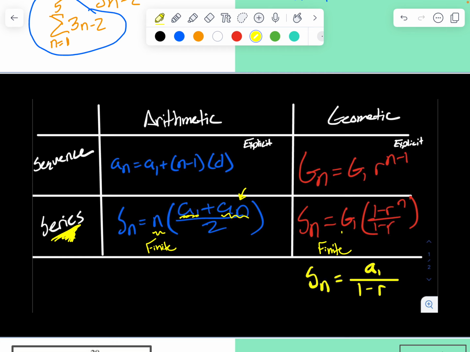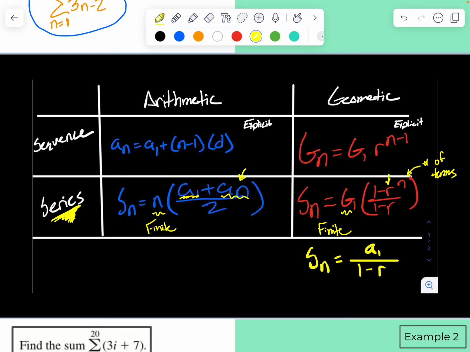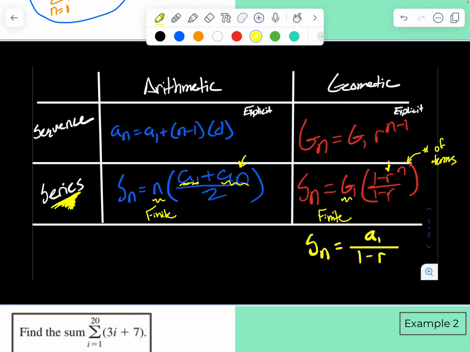Here at geometric, it'd be our first term, times 1 minus our common ratio to the n, where n is, again, our number of terms, over 1 minus r. Again, this would have to be finite. We can find the sum of an infinite one, and this is a little different. This would be the formula, which is why it's written on the bottom.